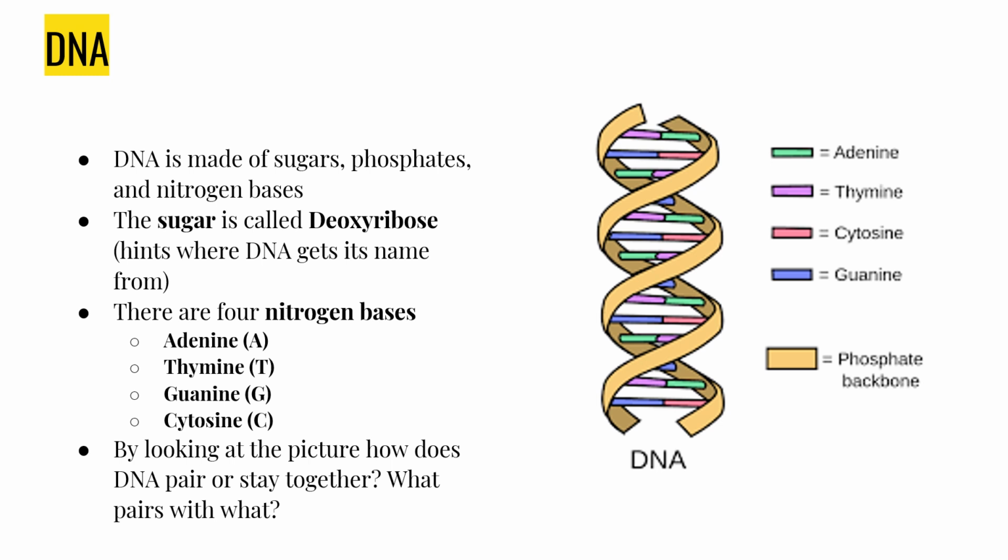So now I want you to look at this image to the right. How does DNA pair or stay together? What pairs with what? So I want you to look at the nitrogen bases and figure out which ones go together based on color coding. When you're looking at that, you should notice that adenine always goes together with thymine, and cytosine always goes with guanine. And then there's the phosphate backbone, which is the side of the ladder.